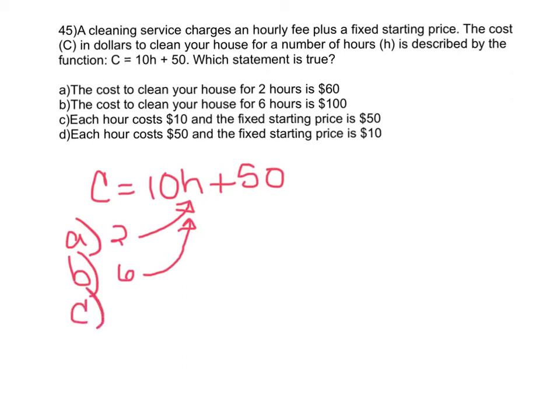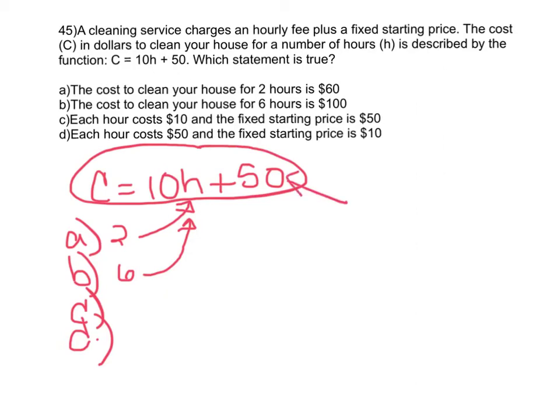C says each hour costs $10 and the fixed starting price is $50. D says each hour costs $50 and the fixed starting price is $10. Those are two options where you're just looking at the formula itself and seeing, does this represent the fixed price or the per hour price, and does this represent the fixed price or the hourly price?